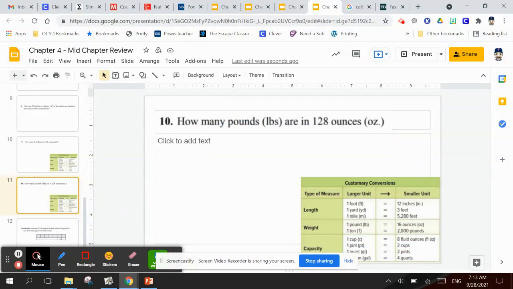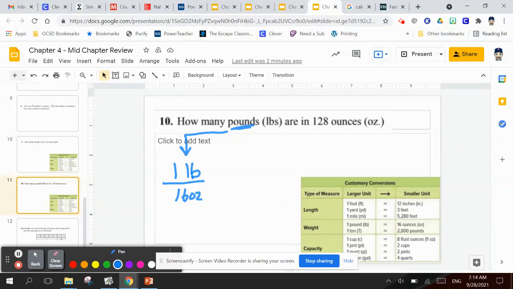Number 10, how many pounds are there in 120 ounces? So, what do I know? Ounces and pounds. I know 1 pound is 16 ounces. So I have 1 pound, because I'm trying to find pounds, equals 16 ounces. Whatever I want to know has to be my numerator. 128 ounces, that's the second fraction, 128 ounces over 1. My ounces cancel out.